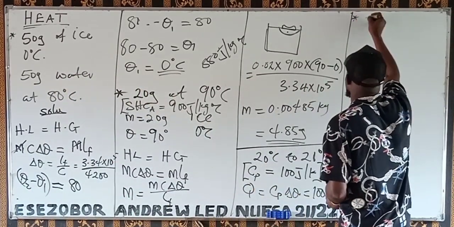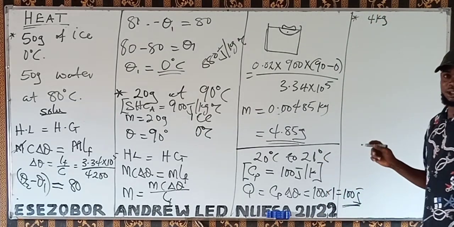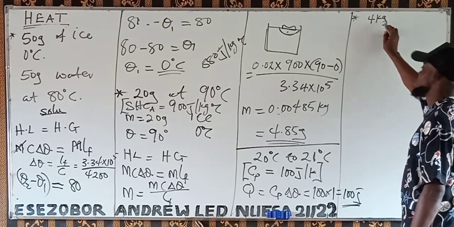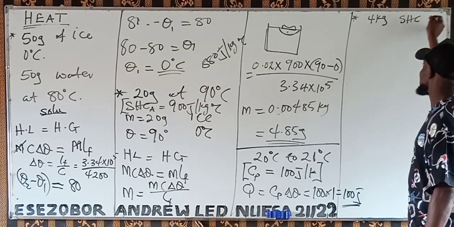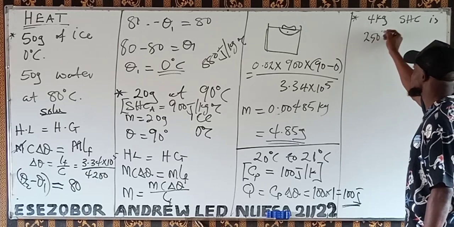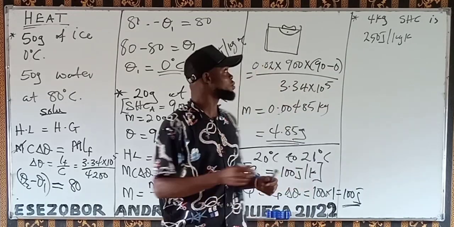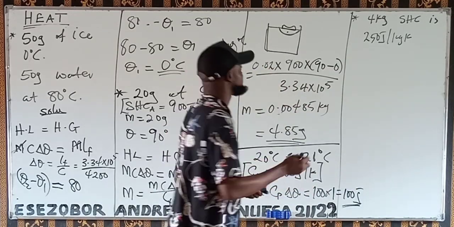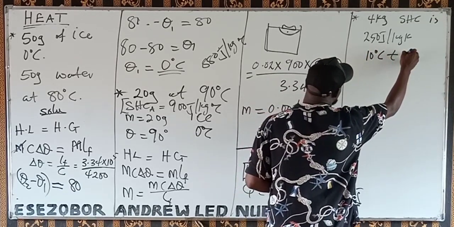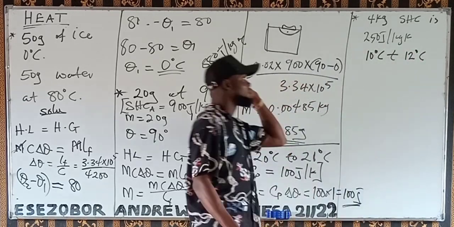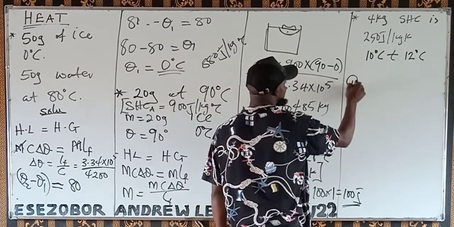Calculate the quantity of heat required to raise 4 kg of a body whose specific heat capacity is 250 joules per kilogram per Kelvin, from 10 degrees Celsius to 12 degrees Celsius. We said quantity of heat is equal to what?